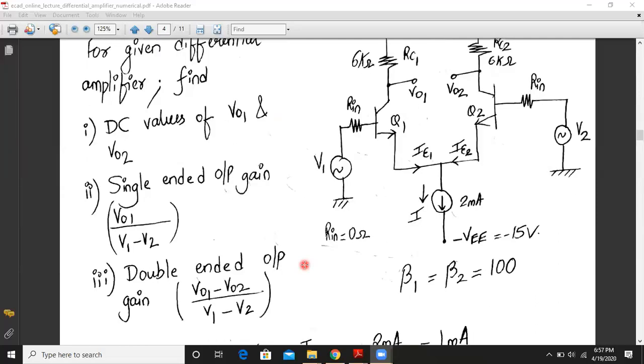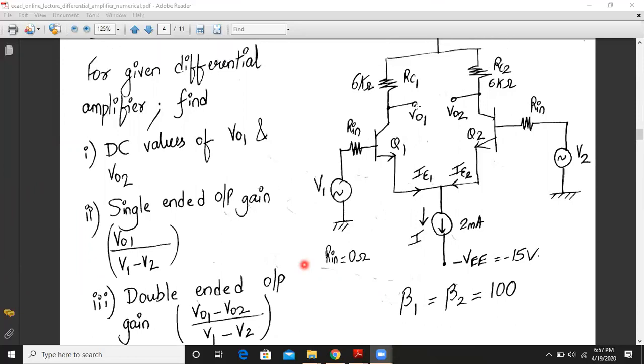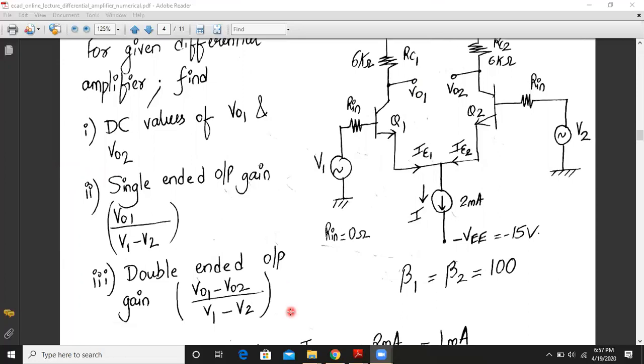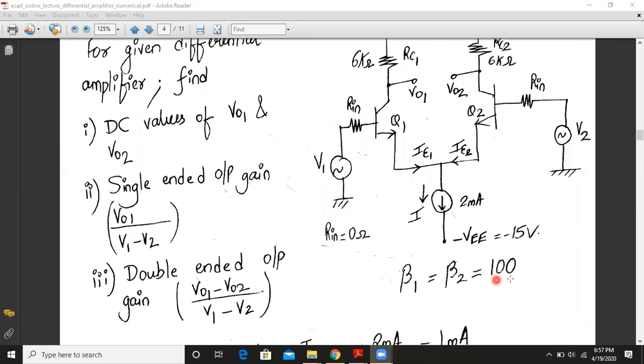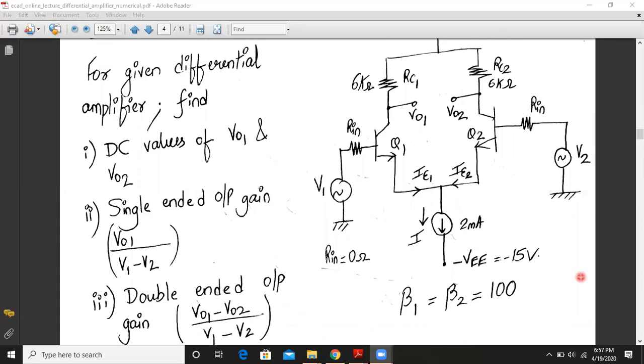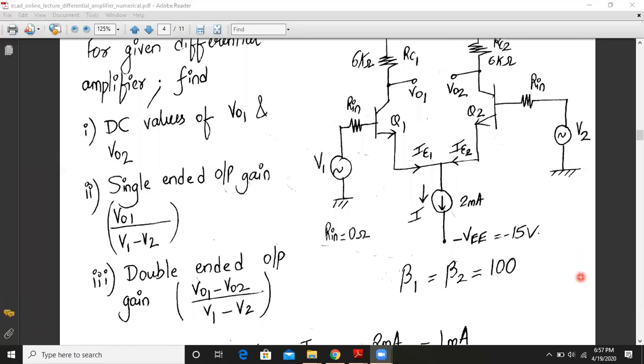Next, they are asking us to find the single-ended output gain, that is considering only VO1, and input will be V1 minus V2. Then they are asking us the double-ended output gain, that is differential output upon differential input. So basically the second subpart is the DI-UO configuration, and the third part is the DI-BO configuration, and the beta for both the transistors is given as 100.